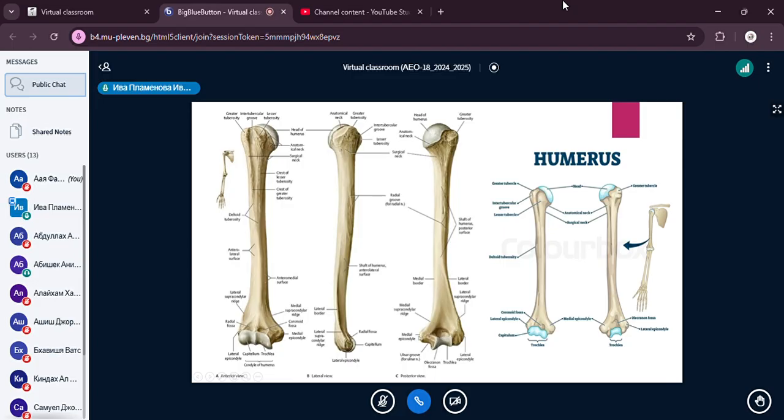From the posterior, you can see again medial epicondyle, lateral epicondyle, lateral supraepicondylar ridge, medial supracondylar ridge, with the condyle of the humerus, with, of course, the trochlea. I told you that behind the medial epicondyle there is a groove, which is called sulcus nervi ulnaris, for the ulnar nerve, behind the medial epicondyle.